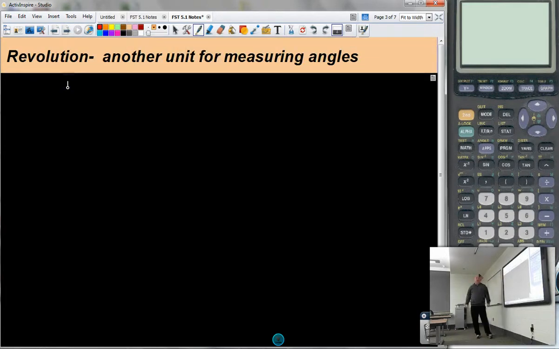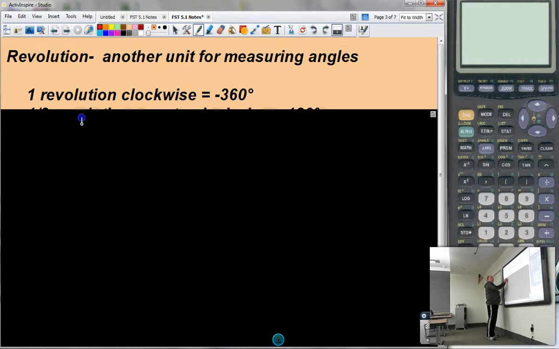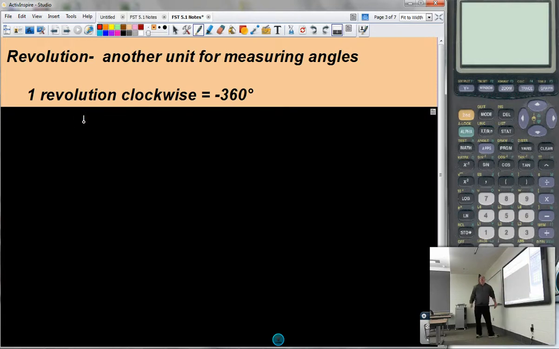Revolution. Okay? Now, when we talk about revolution here, we're talking about turns. We're not talking about an uprising. Revolution is another unit for measuring angles. 1 revolution clockwise is negative 360 degrees. Just remember clockwise is negative.